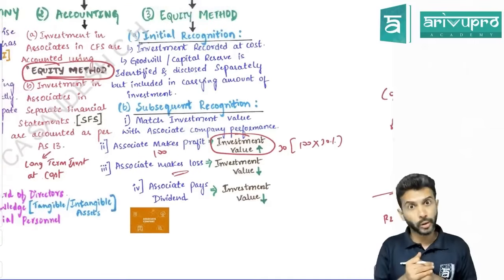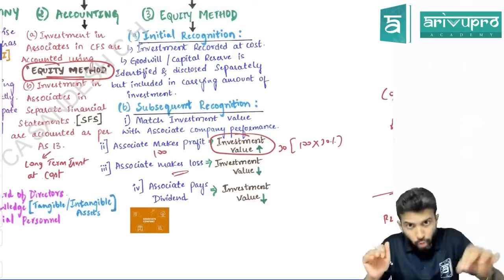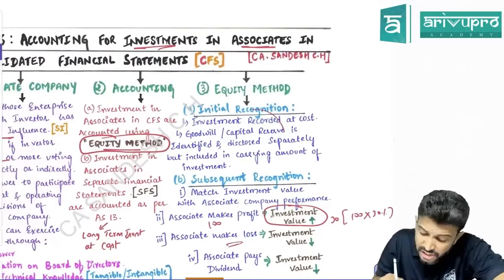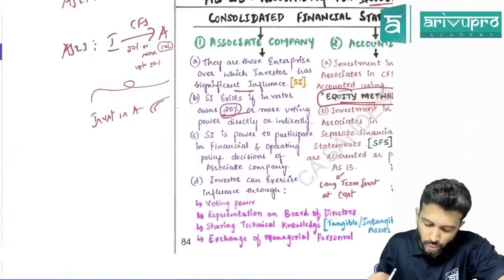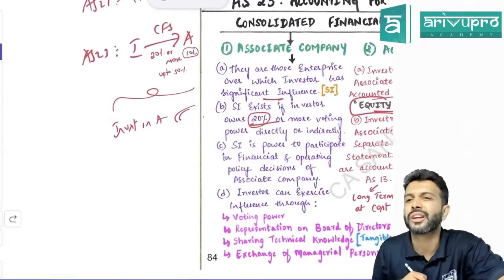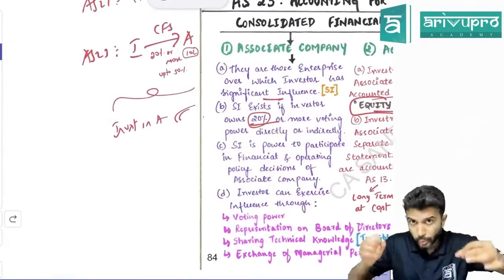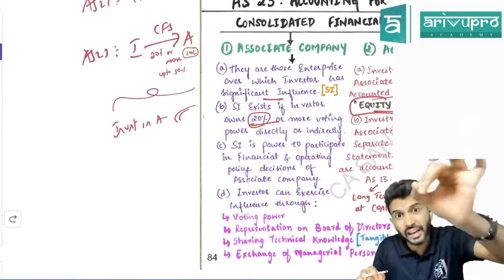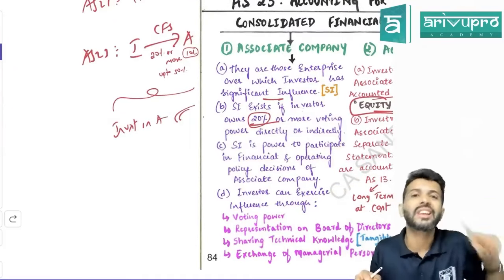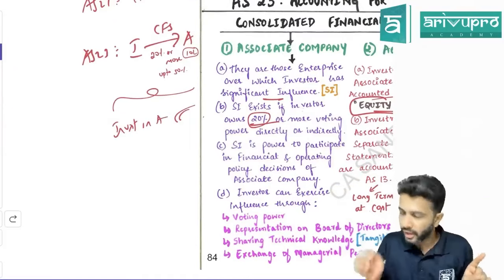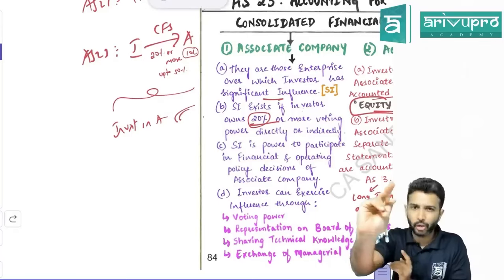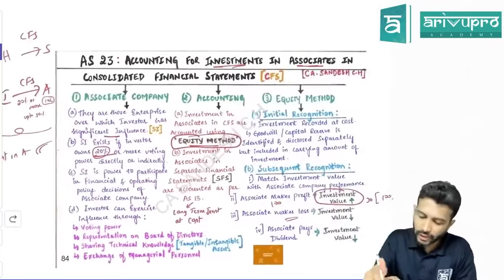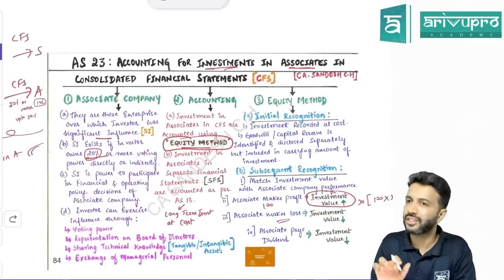Okay, sir, that means goodwill or capital reserve will not come? Goodwill or capital reserve calculations we do, but we don't account for them separately. Because here do we show goodwill or do we show investment in associate? We show investment in associate. We do the goodwill or capital reserve calculation, but we don't show it in the consolidated financial statement. We include that goodwill value in the investment itself. How? I'll take you through one question. This is the kind of problem that will be tested in your examination according to me.